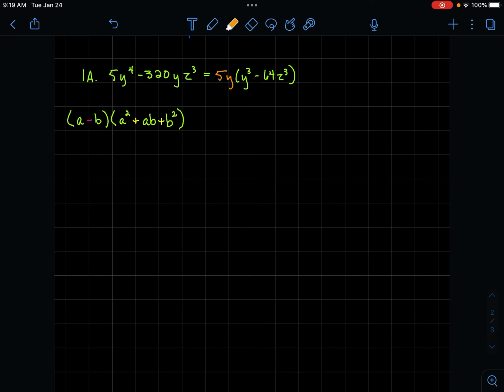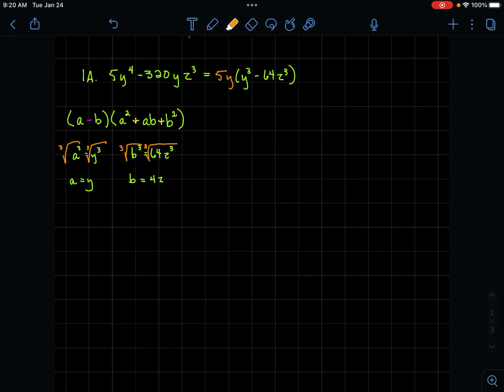That looks like it could be a difference of cubes. So now the factored form that we're going to focus on is this one. Still finding the a and the b. So a to the third would be our y to the third. And we cube root both sides, which will cancel out all the third powers. So a is going to be replaced with the letter y.